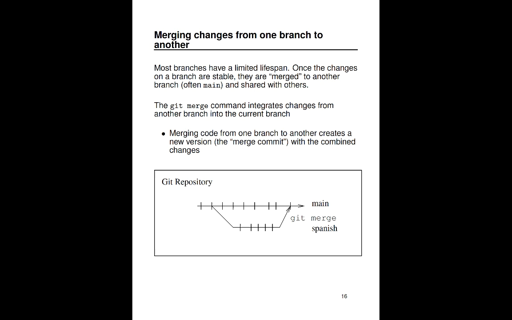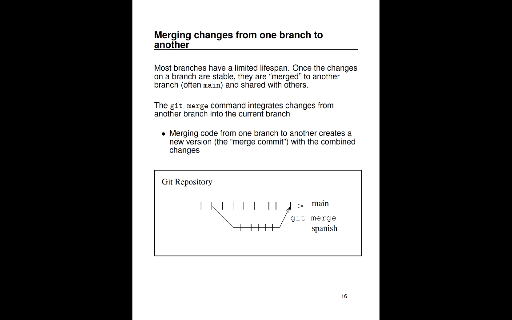Now, many branches, if not most, have a limited lifespan. Right? You want to be on a branch for a little while you accomplish a particular task. You're adding a new feature, you're translating things to Spanish. Once you've made your changes on your own branch, you'll want to contribute them back to the main branch or some other primary branch that other people are working on so that they can take advantage of your changes and share them with others. You share changes from one branch to another branch using the git merge command. And what it does is it integrates changes from the branch that you're currently on into another branch.